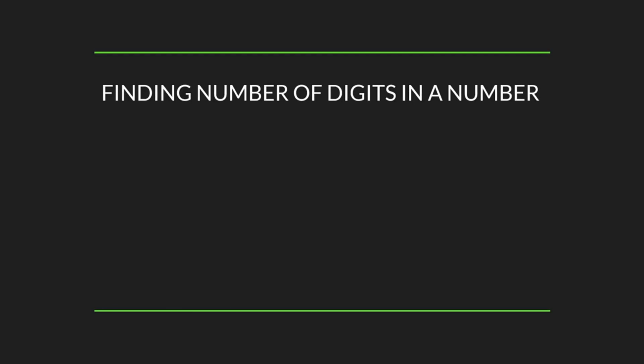First is to find the number of digits in a number. So let's say that you have a number 123. You need the output as 3, since we have 3 digits: 1, 2 and 3. A simple iterative solution will be to store the number in a variable n and keep dividing it by 10 till it becomes 0.